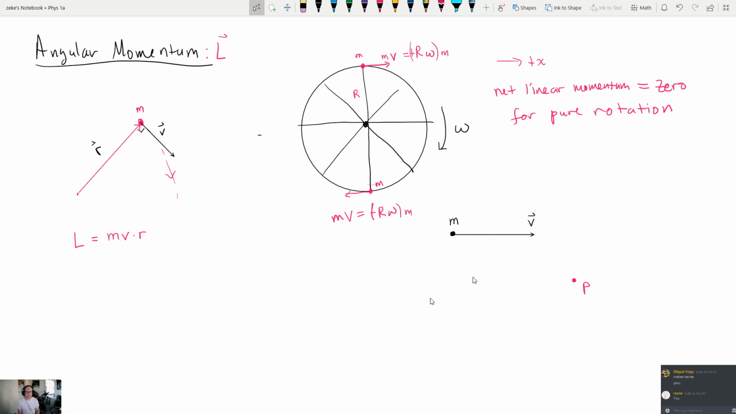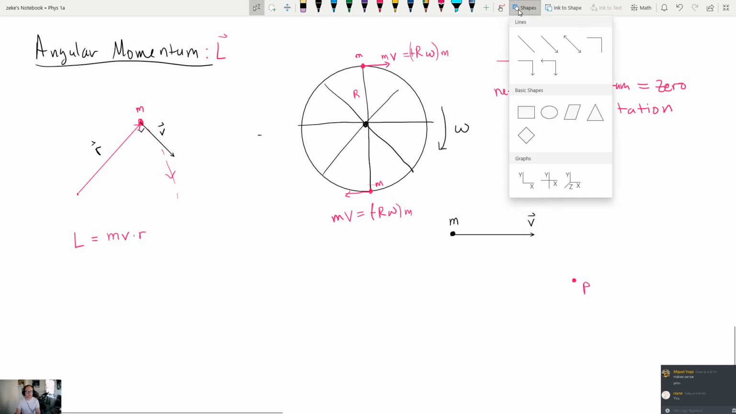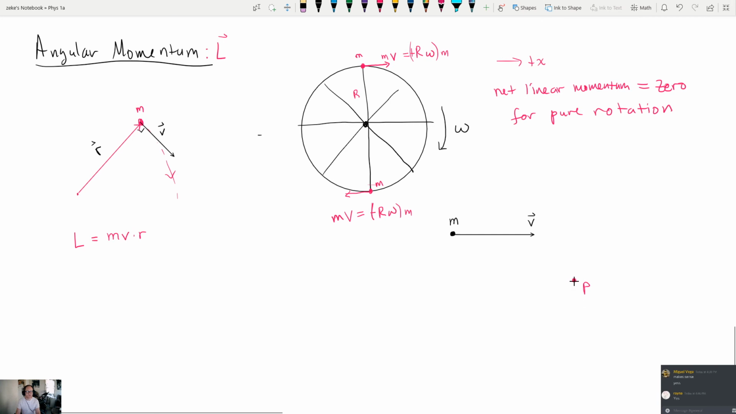Suppose I want to describe its angular momentum about this point P. So I have an object moving in a straight line, and I want to describe its angular momentum about point P. To do that, you draw a vector from the point you want to describe the angular momentum about to the object. You define this vector to be r. I'm going to call the angle between v and r phi, right here.